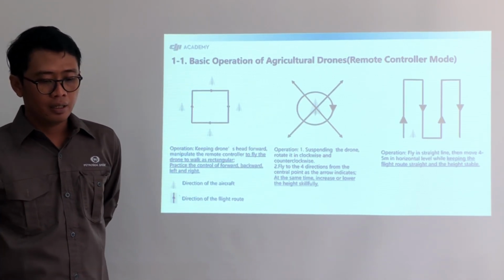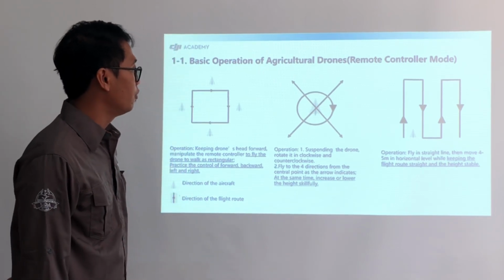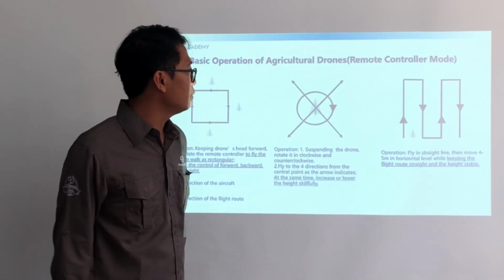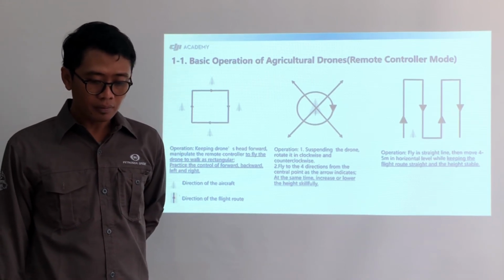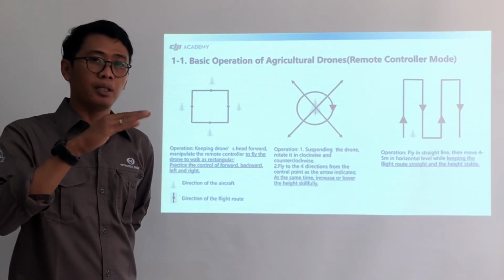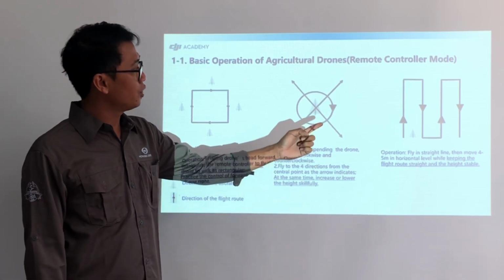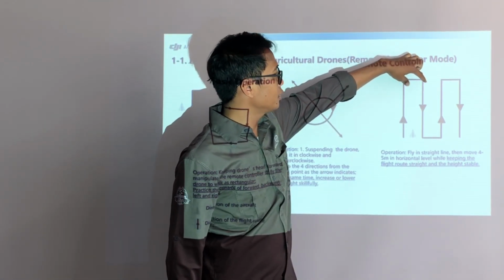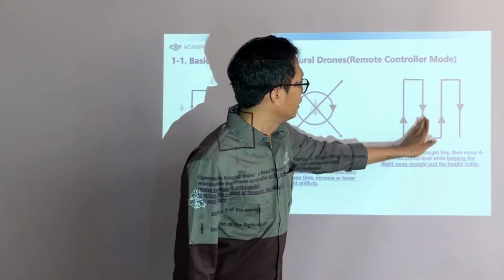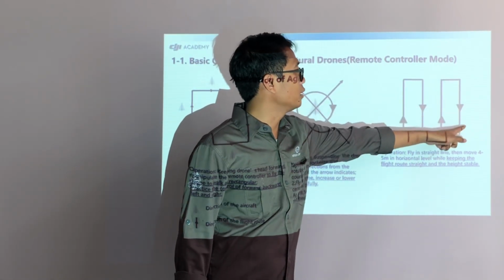And number 3, fly in a straight line and move 4-5 meters at horizontal level while keeping the drone's flight route straight and height stable. So we can fly the drone like in the picture. This means 4-5 meters. We fly in this direction and go back.